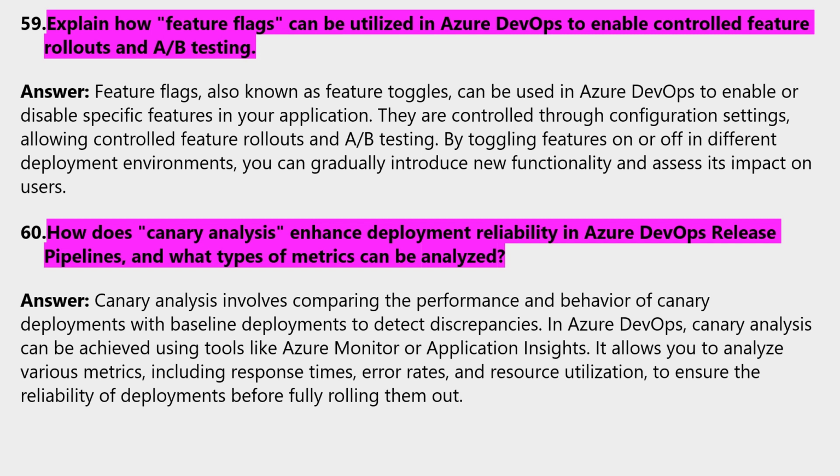How does canary analysis enhance deployment reliability in Azure DevOps release pipelines, and what types of metrics can be analyzed? Answer: canary analysis involves comparing the performance and behavior of canary deployments with baseline deployments to detect discrepancies. In Azure DevOps, canary analysis can be achieved using tools like Azure Monitor or Application Insights. It allows you to analyze various metrics including response times, error rates, and resource utilization to ensure the reliability of deployments before fully rolling them out.